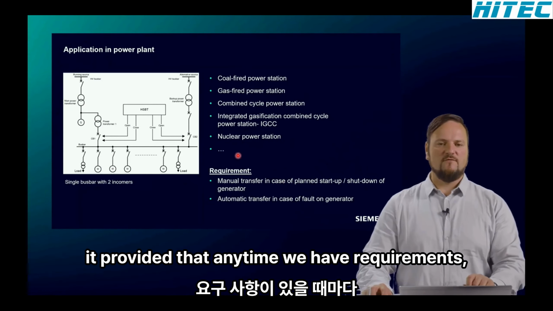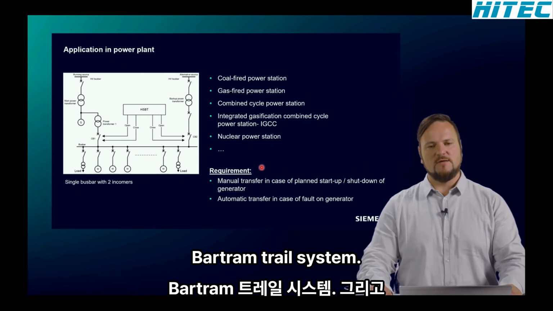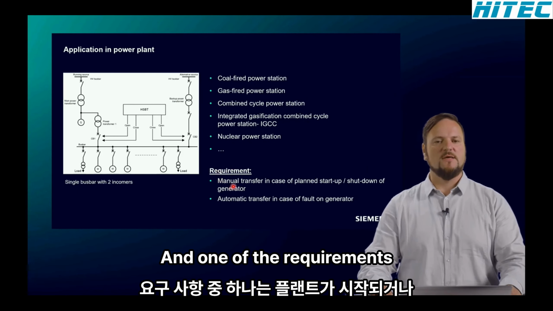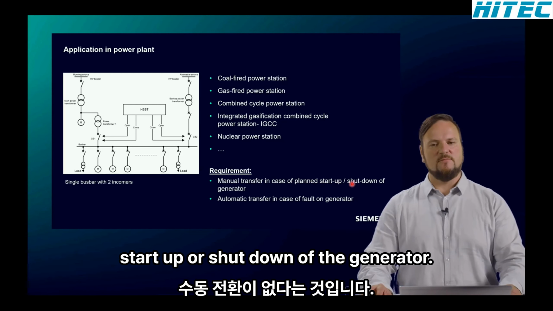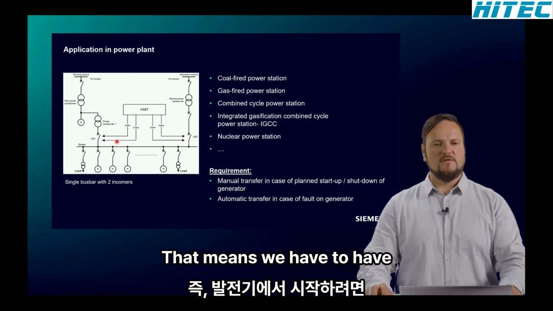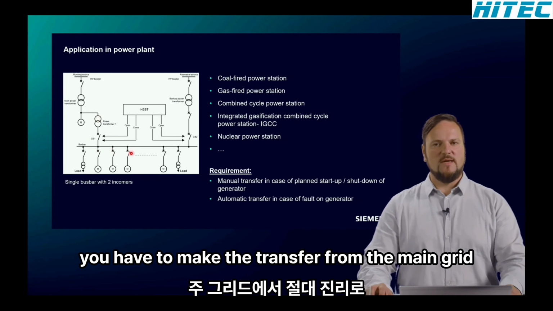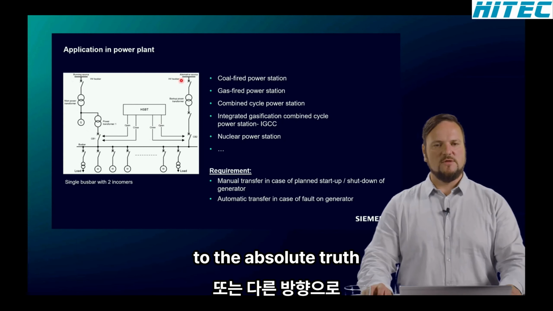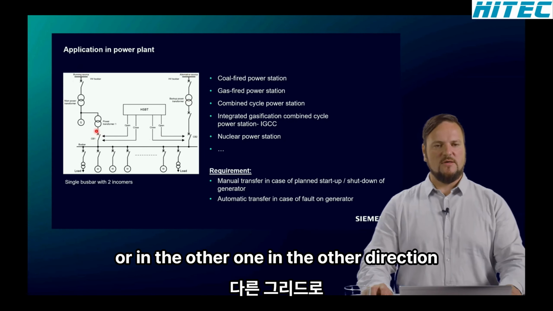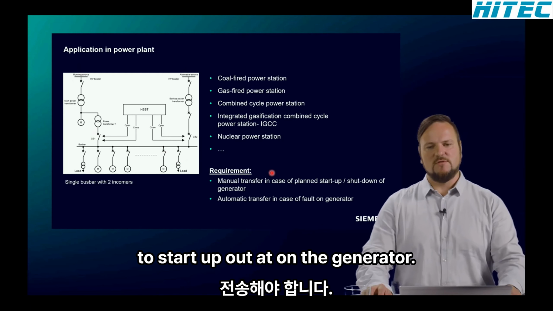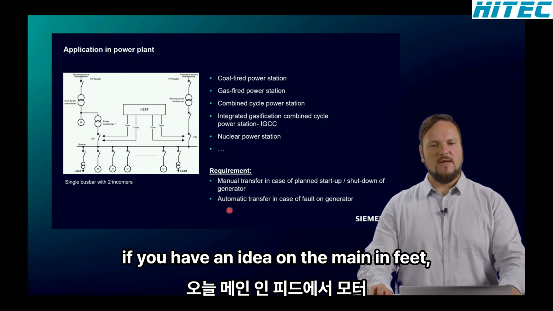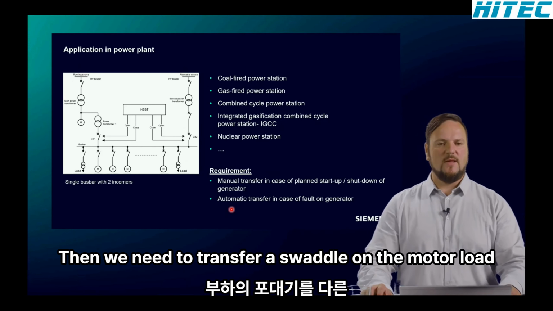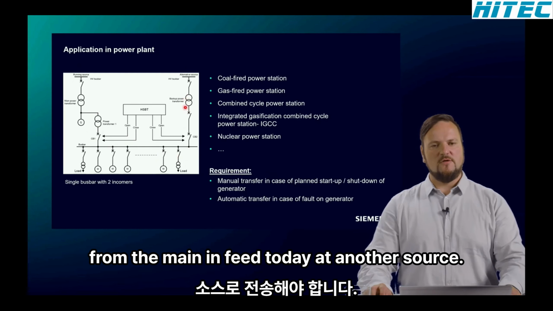So, therefore, we have requirements for a busbar transfer system, and one of the requirements is that we have a manual transfer in case of a planned startup or shutdown of the generator. That means we have to make the transfer from the main grid to the auxiliary grid, or in the other direction, to start up or to shut down the generator. And then, of course, if we have a failure on the main in-feed, then we need to transfer as well the motor load from the main in-feed to the alternative source.